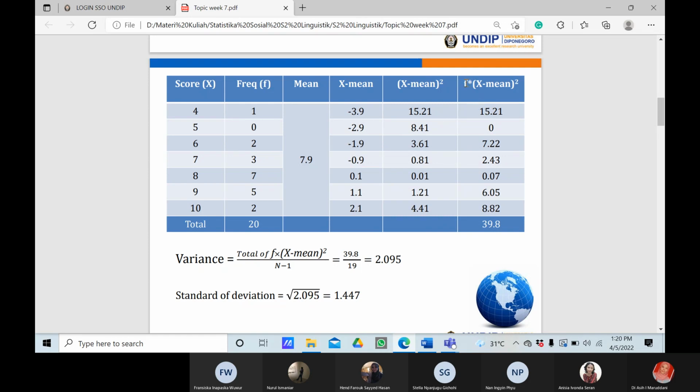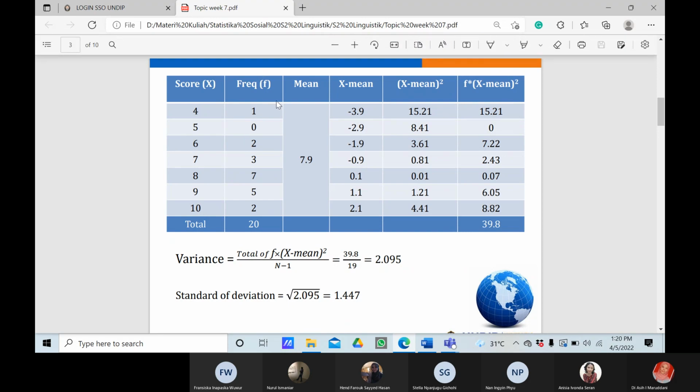Okay, and then you have to add the last column here, which is the calculation of frequency times the square of x minus mean. Then you have to calculate the second column times the fifth column.